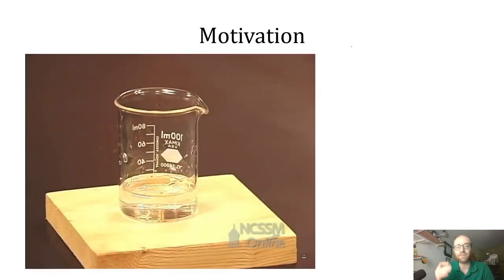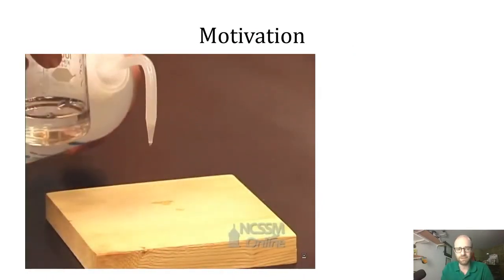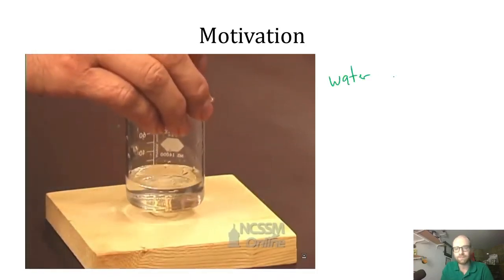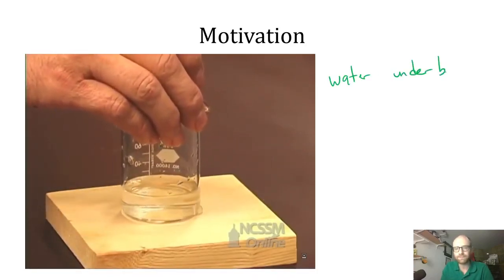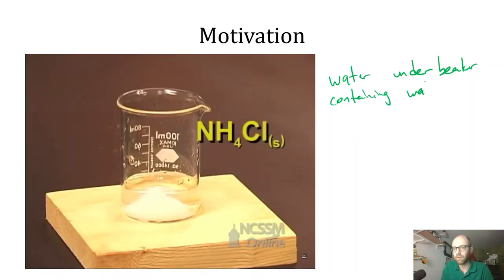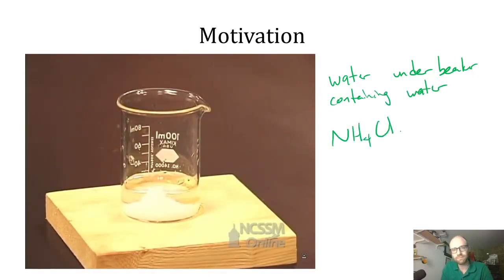So you got a beaker here. There's just water in the beaker. The beaker's at room temperature. And a little bit of water is put underneath the beaker. So both are in the water phase. We add a little bit of this ammonium chloride, and we're going to dissolve it.